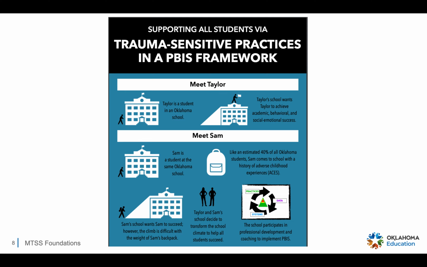Sam's school wants Sam to succeed. However, the climb is difficult with the weight of Sam's backpack. The backpack represents her ACEs or her traumatic history, the extra weight she's carrying around with her. Taylor and Sam's school decide to transform the school's climate to help all students succeed. The school participates in professional development and coaching to implement positive behavior interventions and supports.